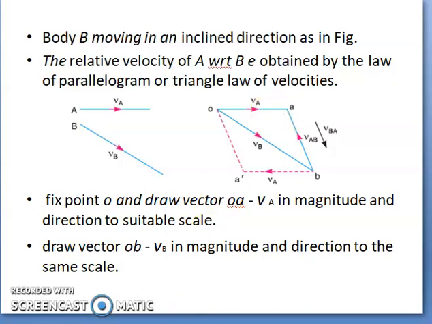in an inclined direction, then you can find out the relative velocity by the closing side of the triangle. So you have to place the vectors such that the two tails are placed at the point O, and then the closing side will give the relative velocity. If it is A with respect to B, the arrowhead will be directed towards A, and if you are finding the velocity of B with respect to A, the arrowhead will be pointing towards B. Okay.